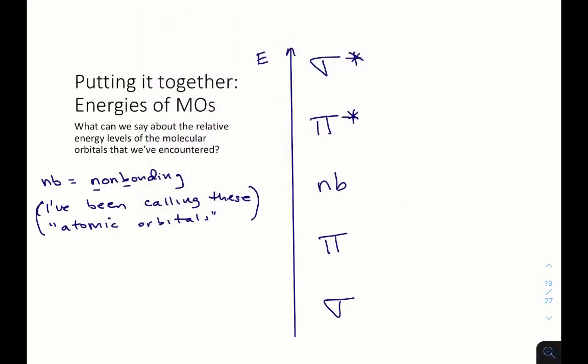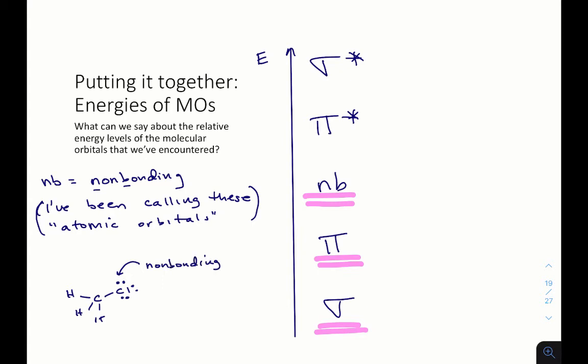The lowest energy orbitals are the sigma bonding orbitals, then pi, then non-bonding. Quick note, I've been calling the non-bonding orbitals atomic orbitals. I'm going to switch to saying non-bonding now because when we look at, say, the lone pairs of chlorine in this molecule, I would like for you to refer to these as non-bonding electrons.